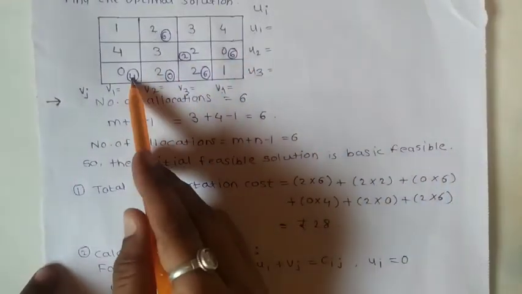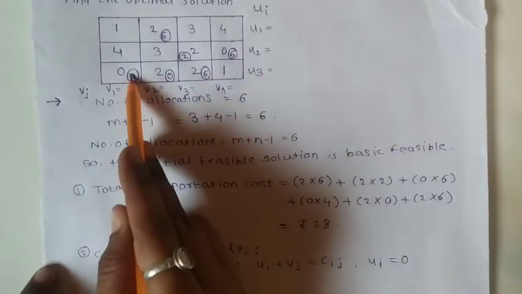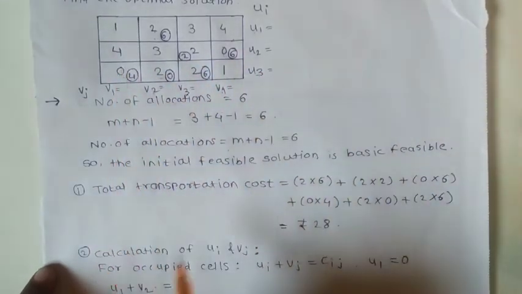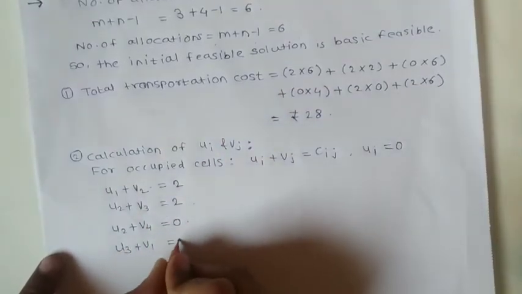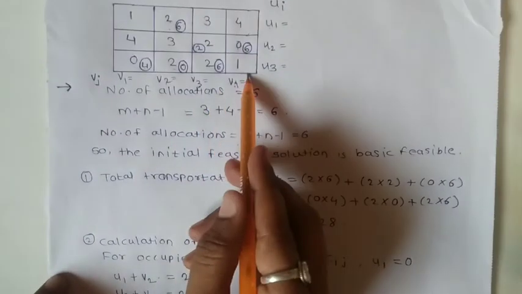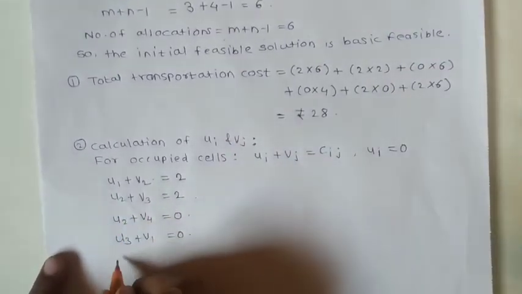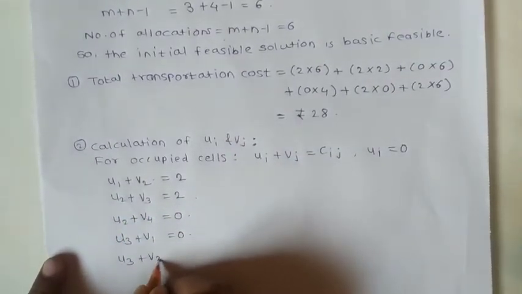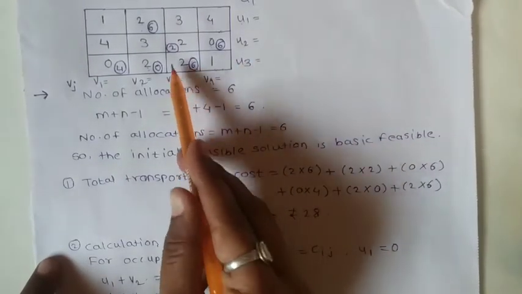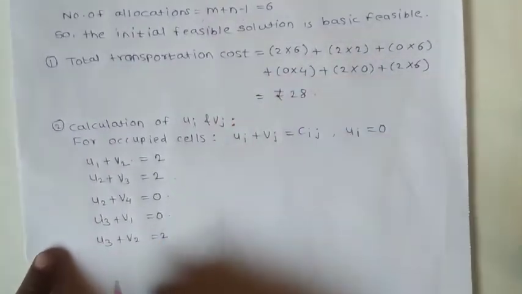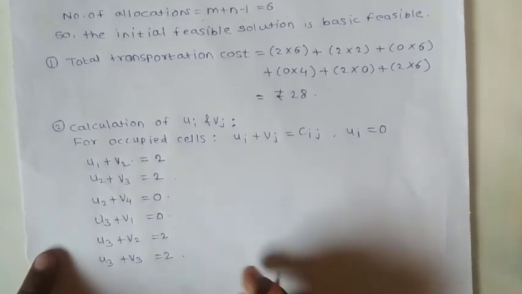Now from the third row there are 3 allocated cells. First one is U3 plus V1 equals 0. U3 plus V2 equals 2. And last, U3 plus V3 equals 2.